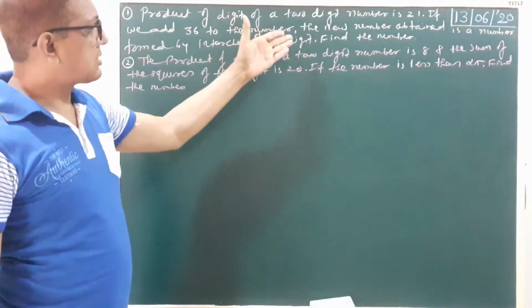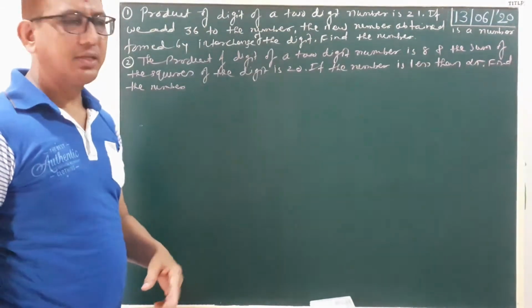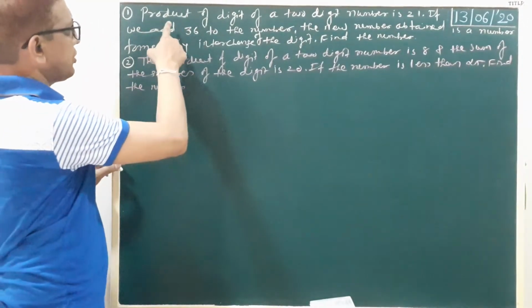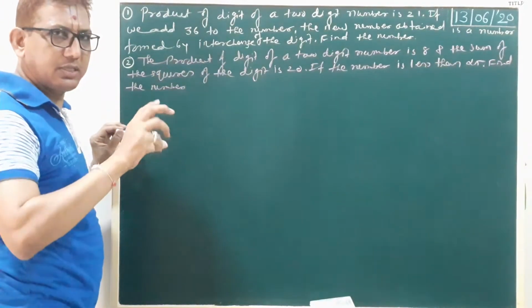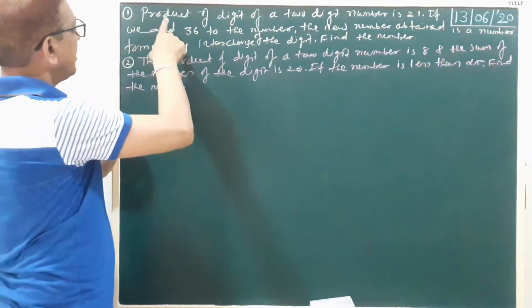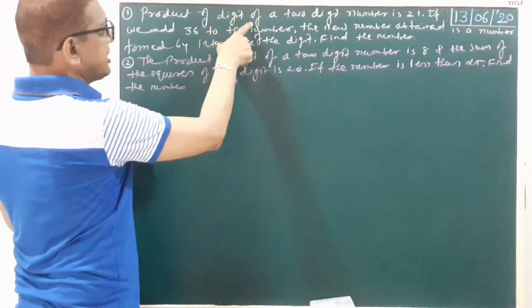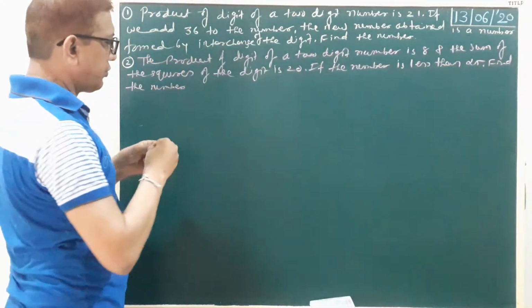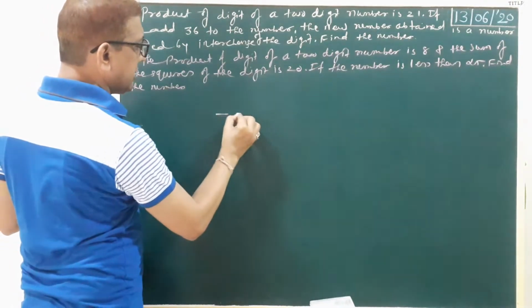Here we continue the chapter quadratic equation. In this chapter we discuss the problem sum. Here we write two problem sums. First question: the product of the digits of a two-digit number is 21.